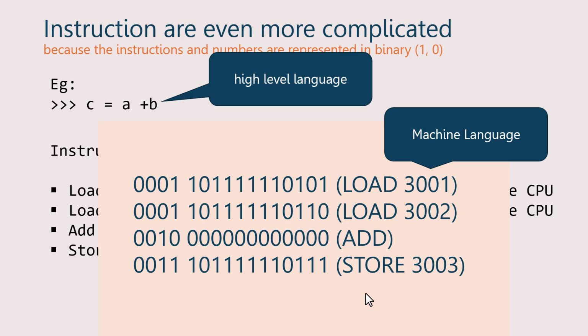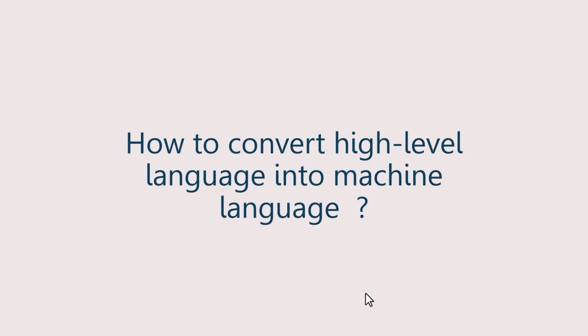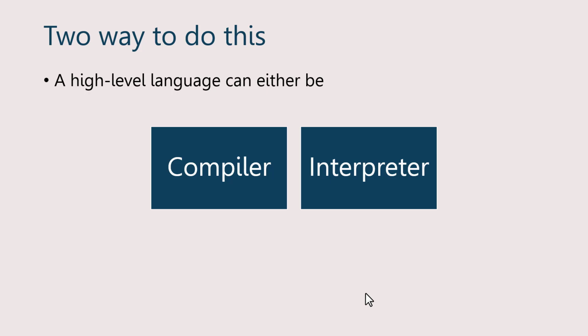Whereas a language that we see naturally, like c is equal to a plus b, which is very simple, is called a high level language. And this whole machine language is happening in the backend. Now with this statement, you might get a question: how do we convert the high level language to machine language? There are two ways we can do this. The first is you can use a compiler, and the second is we can use an interpreter.